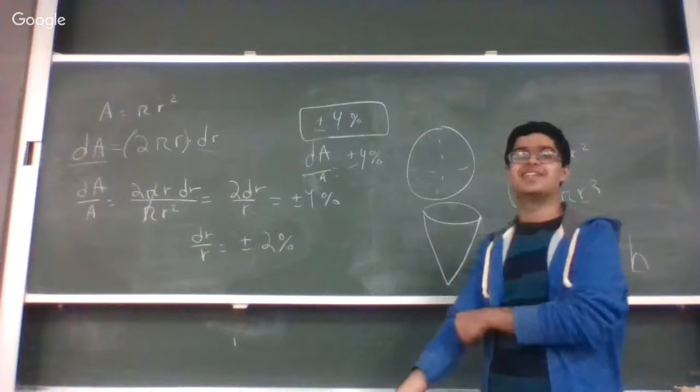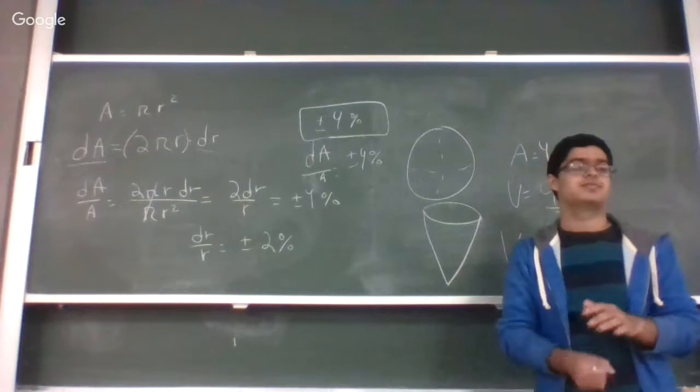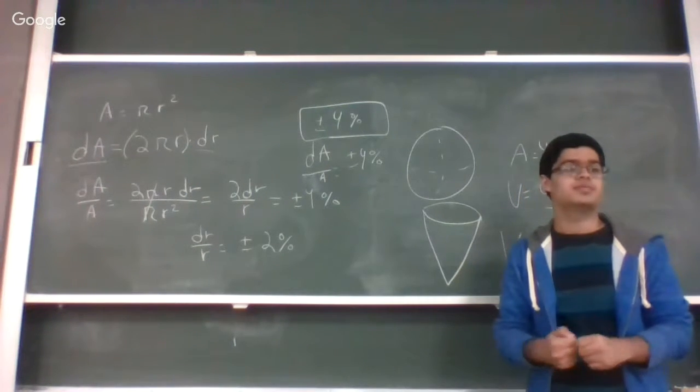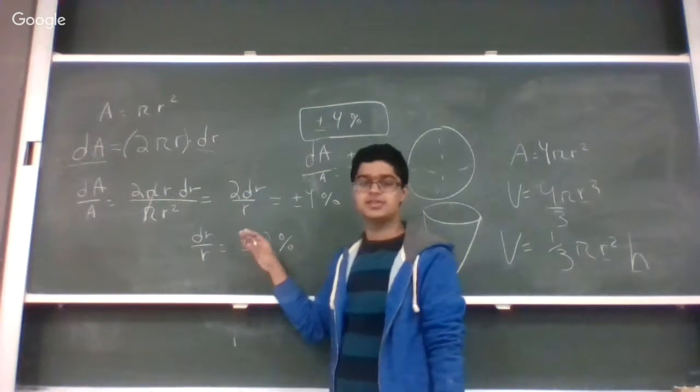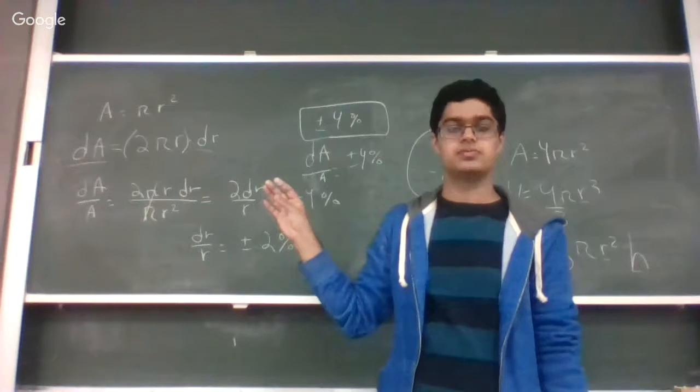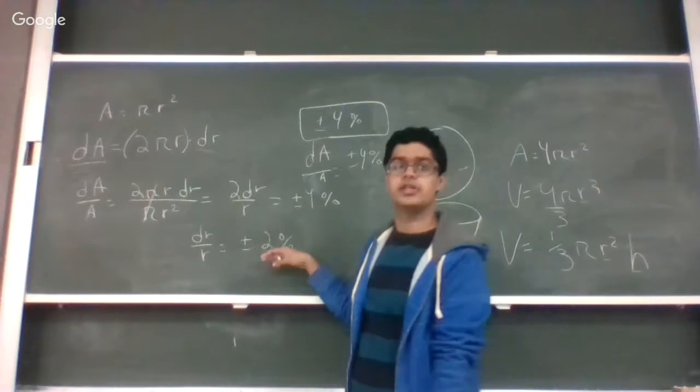I don't think I explained that clearly. Why wouldn't it just be R? What, dr over R? Does that stand for change or like accuracy? Yeah, this stands for the accuracy that we need to measure the radius of a circle with.